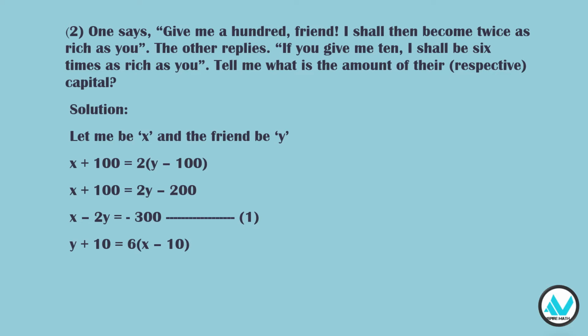That is, your friend is asking, give me rupees 10 so that I'll become 6 times as rich as you are. Now you are losing 10 rupees. So y plus 10 equal to 6 times x minus 10. Now simplify. I get y plus 10 equal to 6x minus 60, or in other words 6x minus y equal to 70. This gives me equation 2.